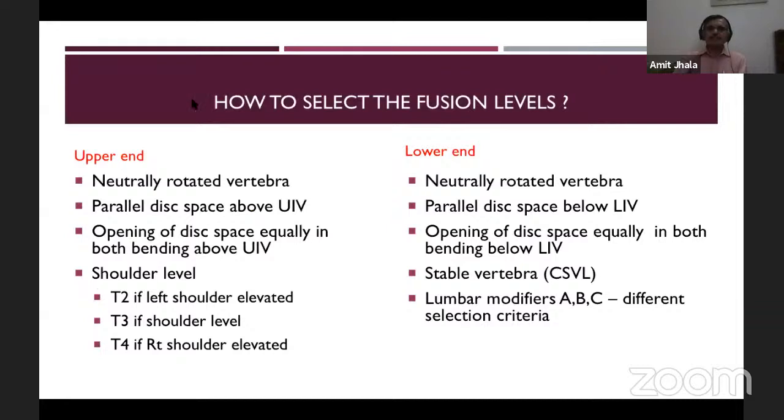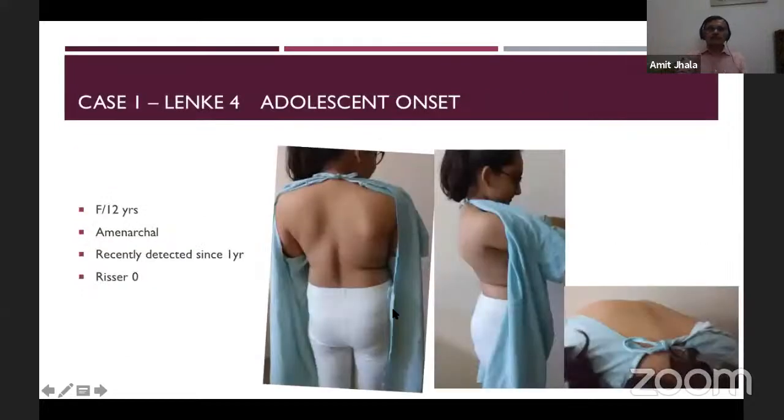Now, how to select the fusion levels at the upper end? I go up to the neutrally rotated vertebra. I see the parallel disc space above the upper instrumented vertebra, with opening of the disc space equally in both bendings. And this is what everyone follows: T2 if the left shoulder is elevated, T3 if the shoulders are level, and T4 if the right shoulder is elevated. Again, for the lower end, I see the neutrally rotated vertebra, parallel disc space below the LIV, opening of the disc on both sides, stable vertebra, and lumbar modifiers. They have a different criteria.